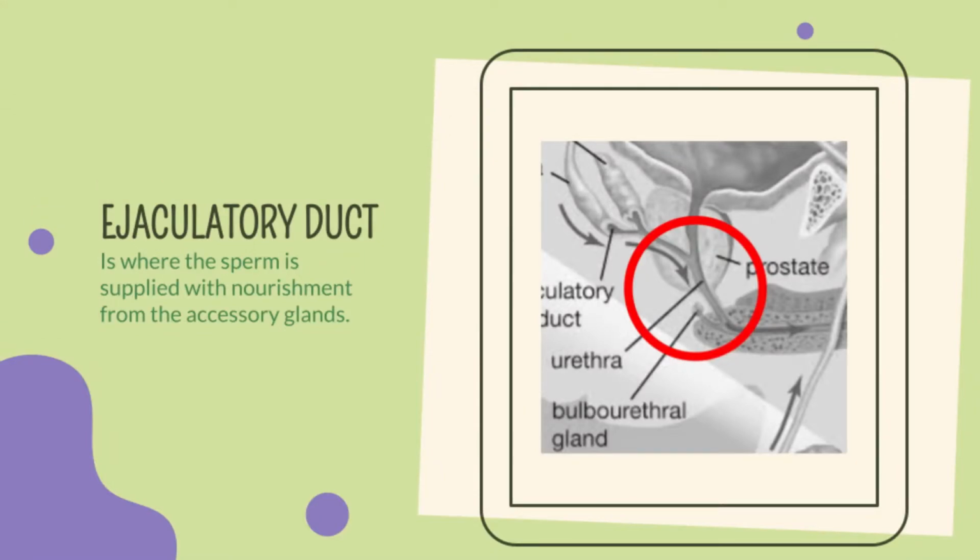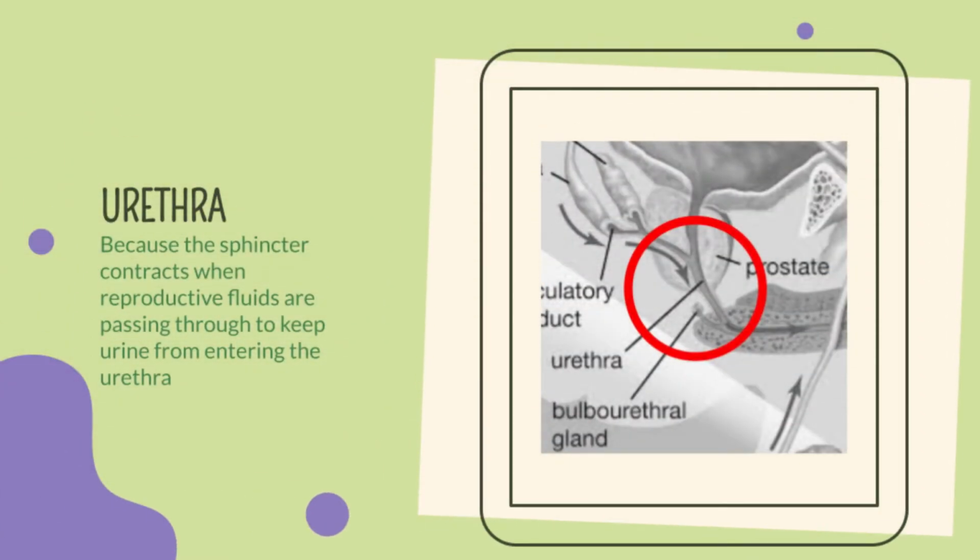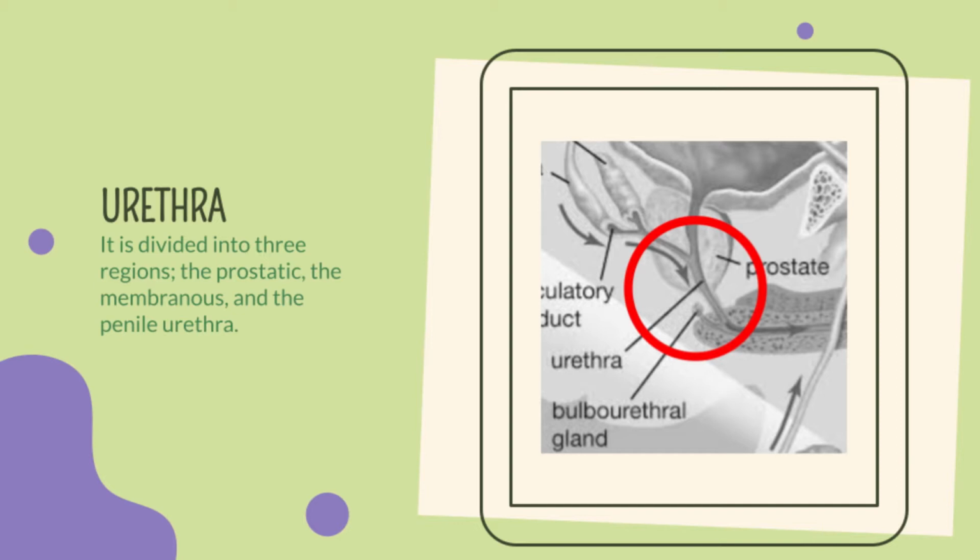Just after the vas deferens ampulla is the ejaculatory duct, where the sperm is supplied with nourishment from the accessory glands. Lastly, the urethra. It extends from the urinary bladder towards the external urethral orifice at the tip of the penis. Because the sphincter contracts when reproductive fluids are passing through, it keeps urine from entering the urethra.